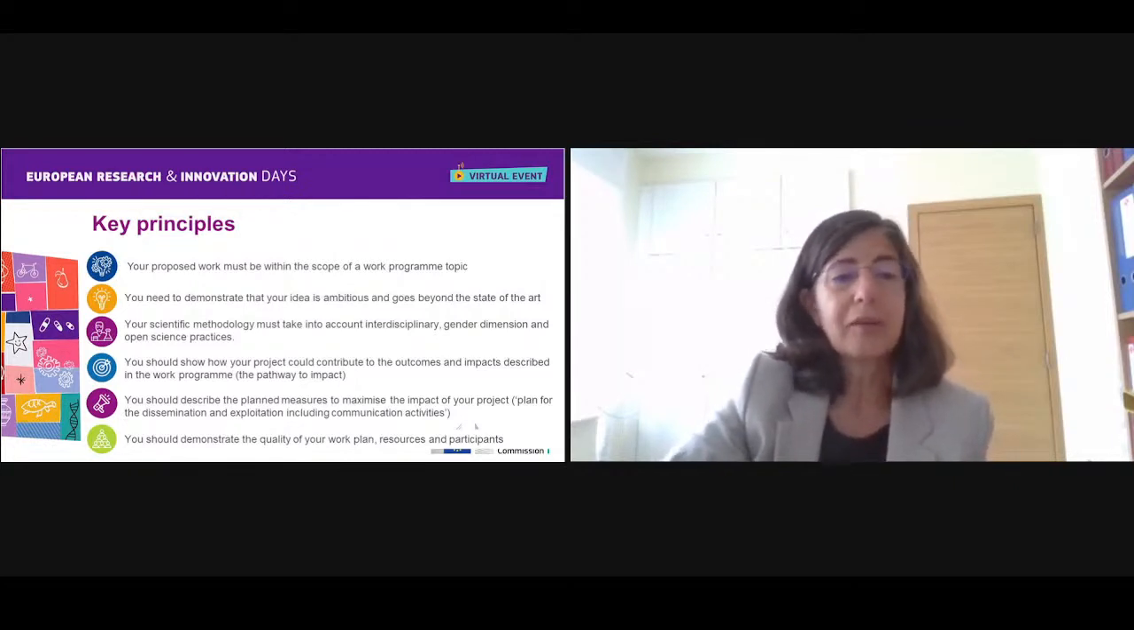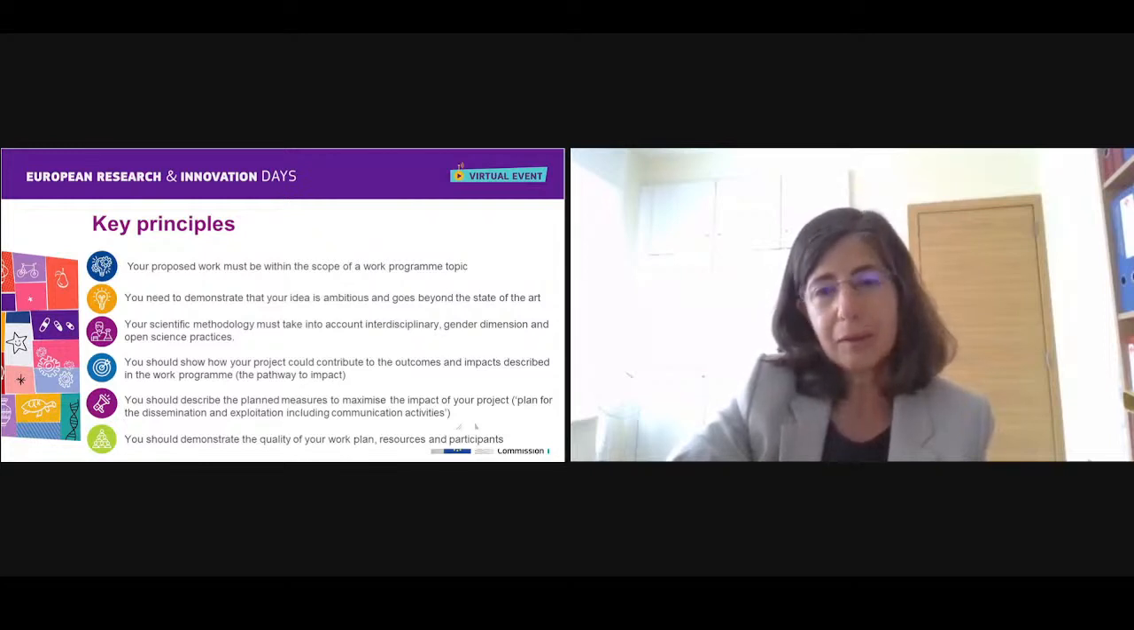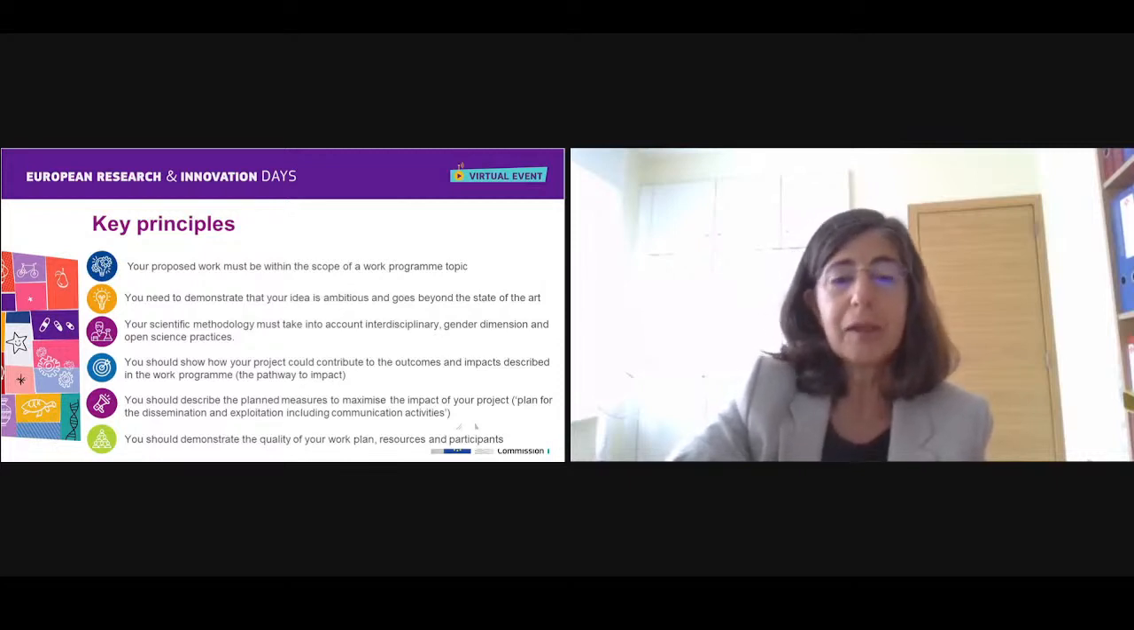We will also assess the scientific methodology, and you must take into account in practically all of the topics in Horizon Europe that your work is interdisciplinary, that you take into account the gender dimension in research and innovation, and that you also take into account open practices when you design your scientific methodology.